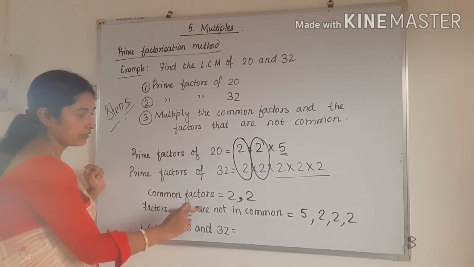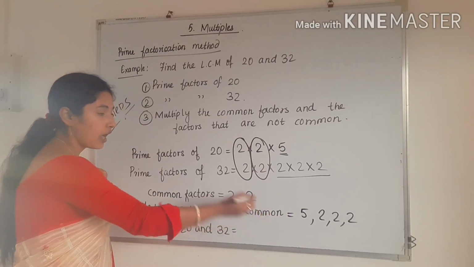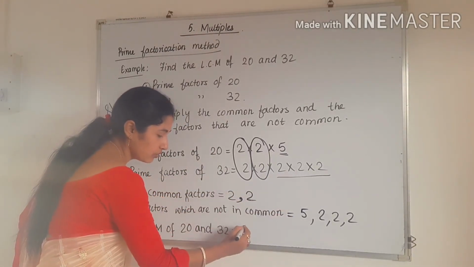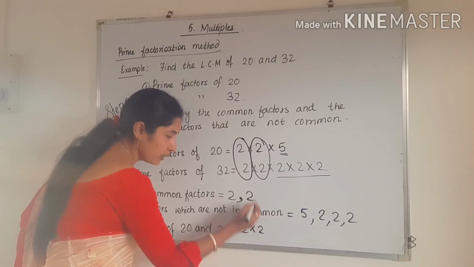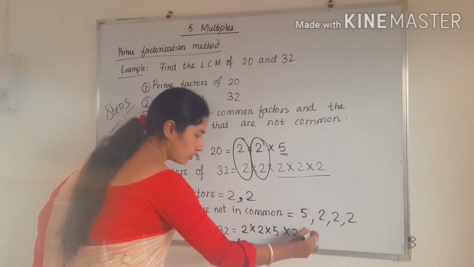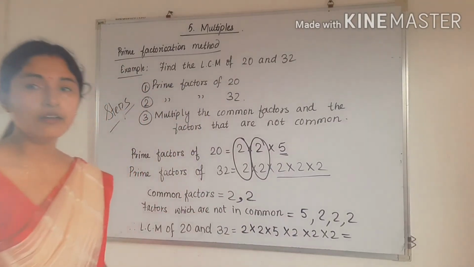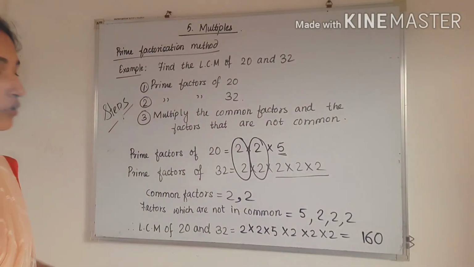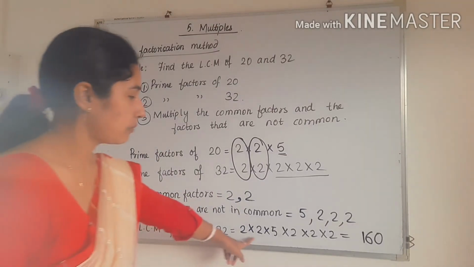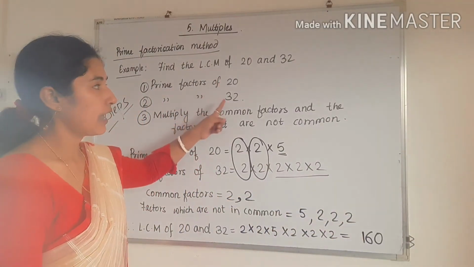Next, the LCM of 20 and 32. Now what do we have to do? We take the common factors and the uncommon factors, write them together and multiply. So 2, then multiply with 2, then with 5, then with 2, then with another 2, then the last 2. After multiplying, you get the LCM: 160. So 160 is the LCM of 20 and 32.